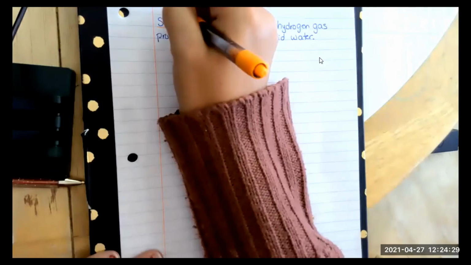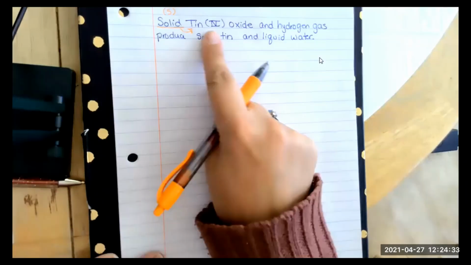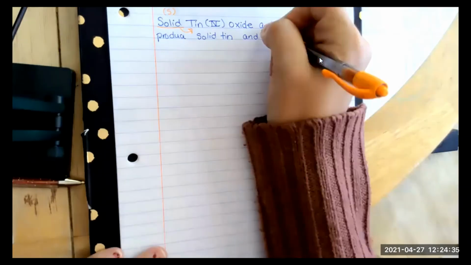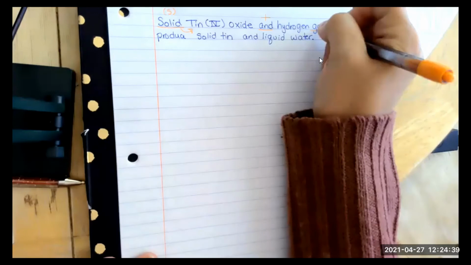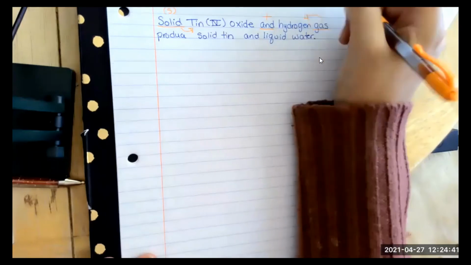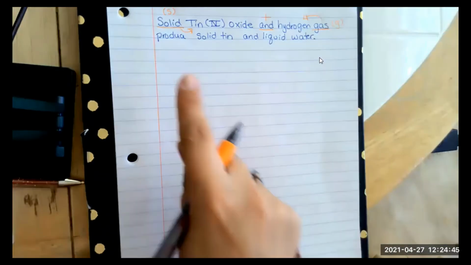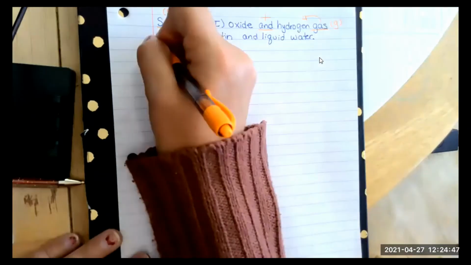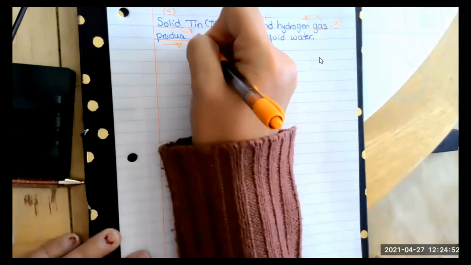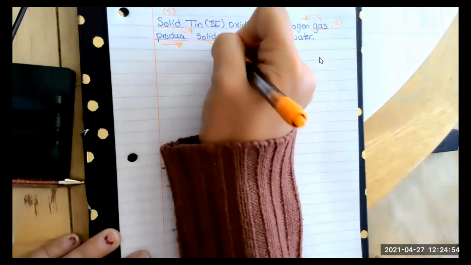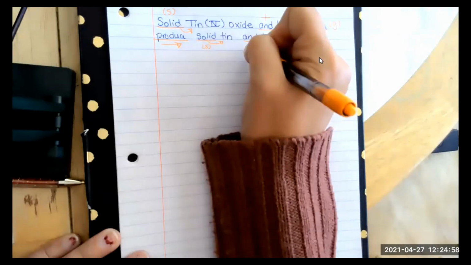And that goes with tin 4 oxide and is our plus hydrogen gas. That gas goes with hydrogen, and that is a lowercase g in parentheses. Produce, the word produce is an arrow. Solid tin, that tin solid goes with tin, and that's a lowercase s, and is a plus. Liquid water, that liquid is an L.